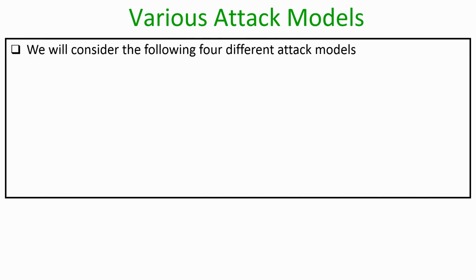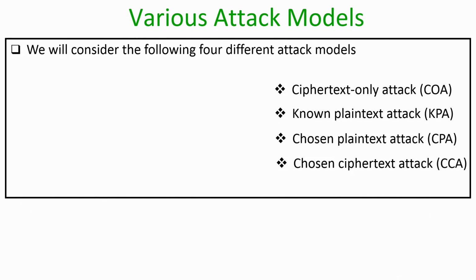So, that brings us to the discussion of various attack models which we consider in cryptography. Typically in cryptography we consider the following 4 attack models. The first attack model is the ciphertext only attack or the COA attack model. The next attack model is the known plain text attack model or KPA model. The next attack model is the chosen plain text attack or CPA model, and the final attack model is the chosen ciphertext attack model or CCA attack.